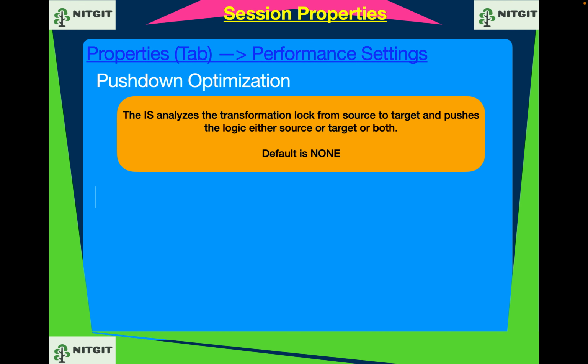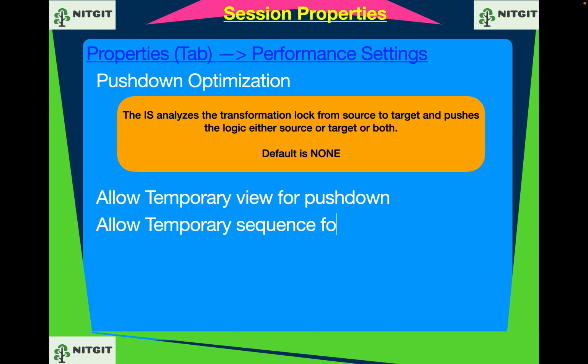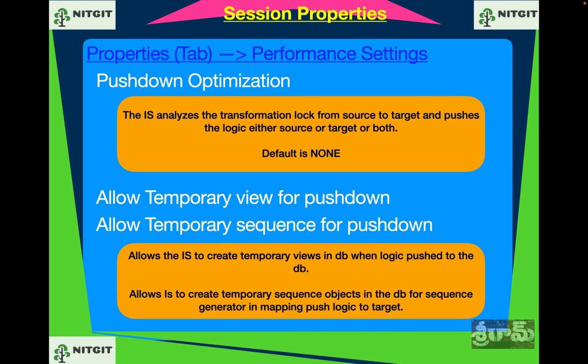Pushdown optimization. This is very important. The integration service analyzes the transformation from source to target or target to source depending on the type, and pushes the logic to either source or target or both sides so that it can improve the performance. Default is none. In my 15 years of experience I never used this one. I don't have any option to use this one, because my client never wanted me to go to database logs to check the errors if anything happens.